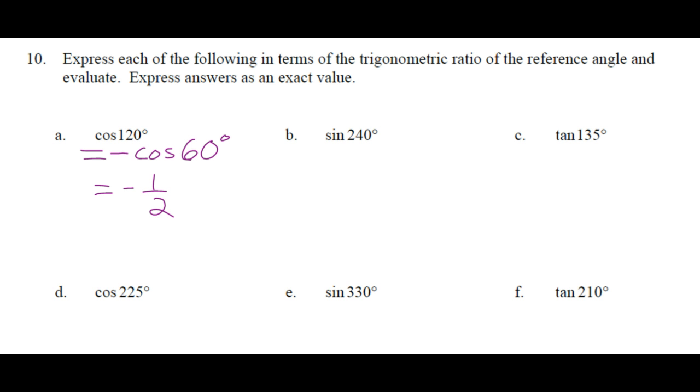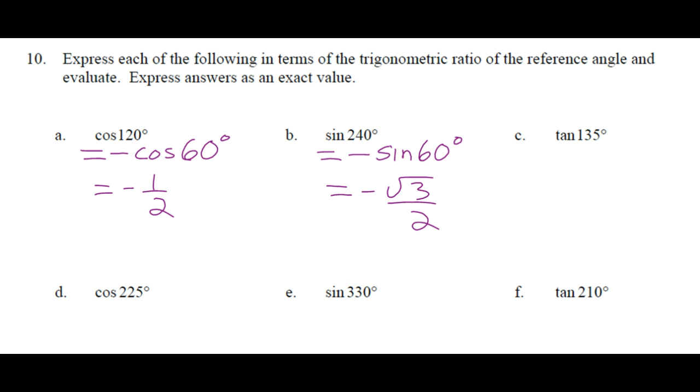Sine of 240. Okay, 240, quadrant 3 angle. What's the reference angle? 60. But 240 is quadrant 3, so what do we know about the sine in quadrant 3? So it's the negative of the sine of 60 degrees. Well, if the cos of 60 is a half, then sine of 60 is root 3 over 2, so this is negative root 3 over 2. Okay, remember, all you need to know is the sine of 30, and then the root 2 over 2, root 3 over 2 stuff, right?